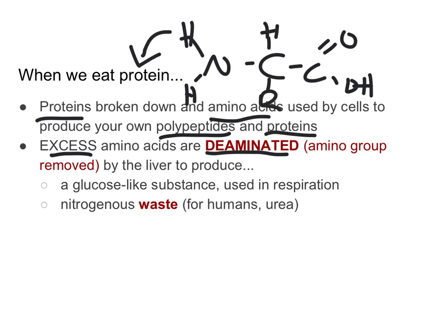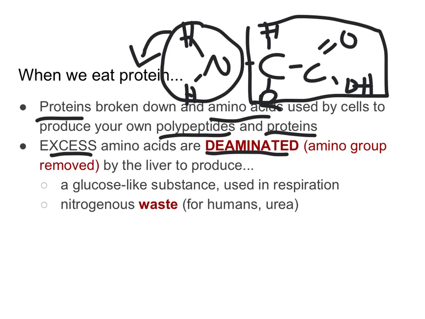It means if an amino acid is deaminated, the amino group, the NH2, is removed. So what this does is it produces two things. This half of the molecule, it turns out, can be converted to something that looks like glucose. That means the body can use that half that I just put a box around as a glucose-like substance and can use it to make energy in cellular respiration.